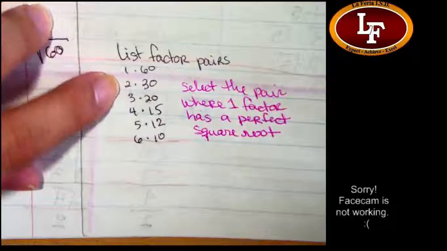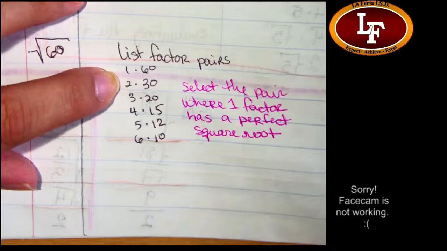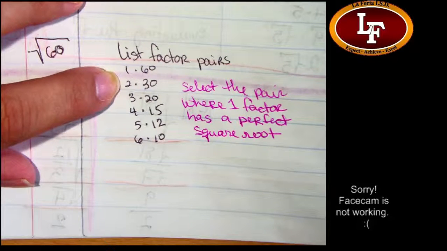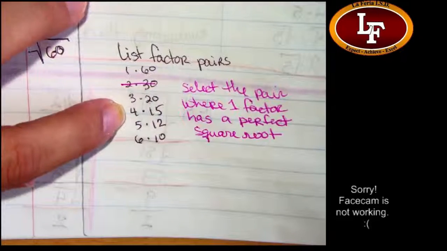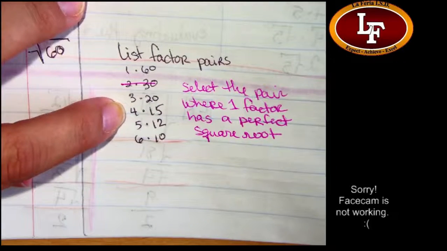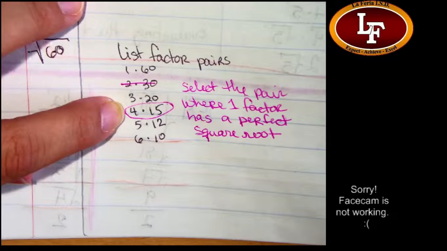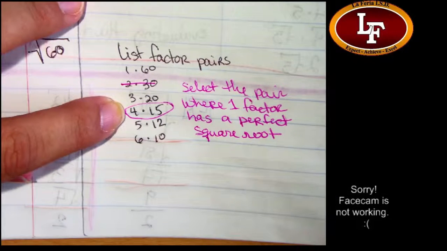Okay? 2 and 30 was the one that was offered. Does 2 have a perfect square root? No. Does 30? No. So this one's out. You said 4 and 15. Does 4 have a perfect square root? Yes. Then this is acceptable and I don't have to check 15. I can if I want to, but I don't have to.